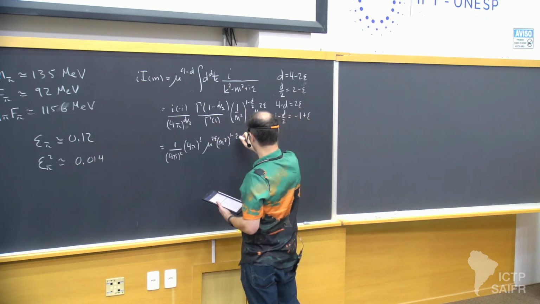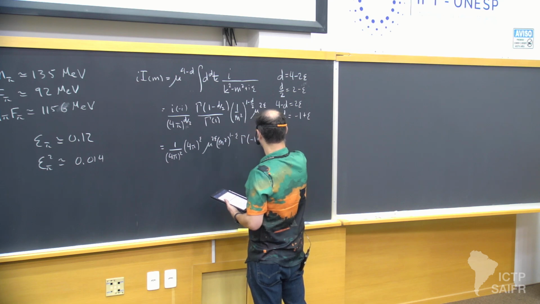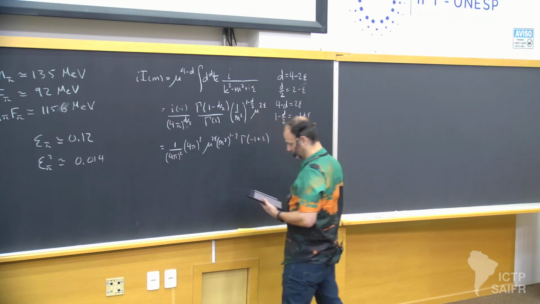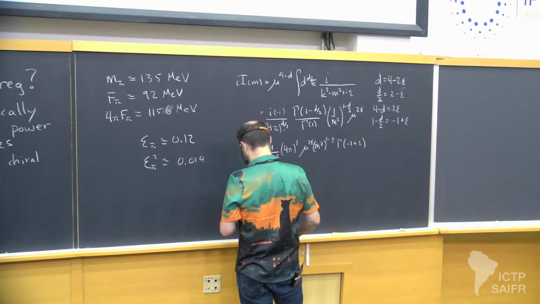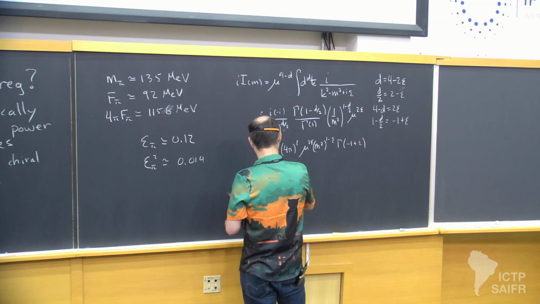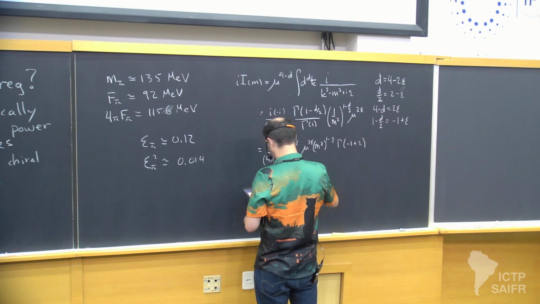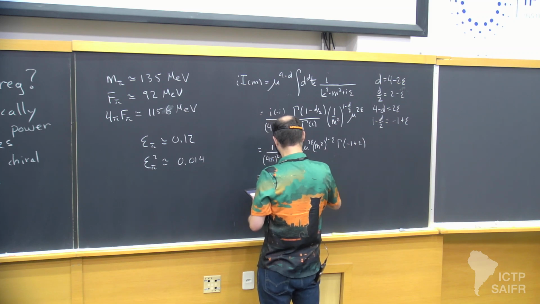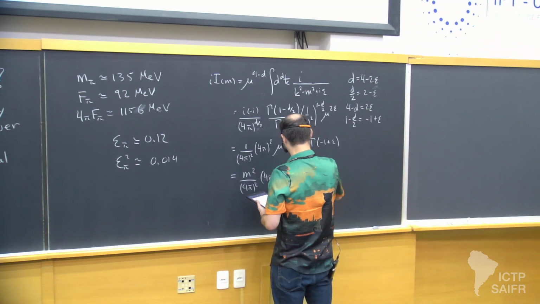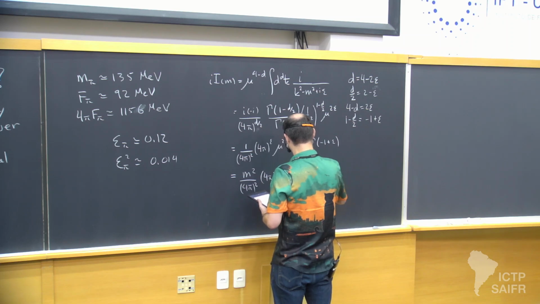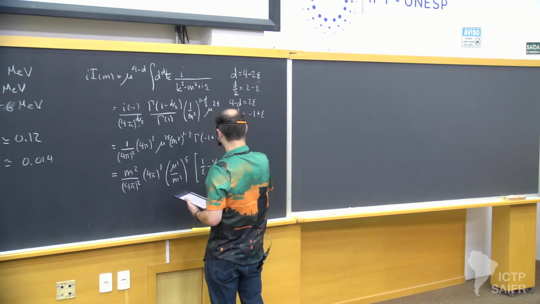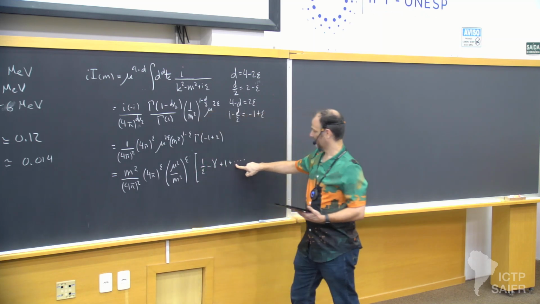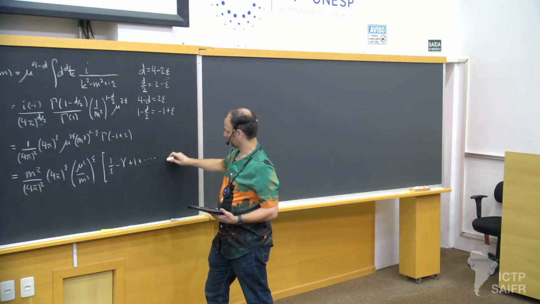Then I have this gamma function. And then you can look up some formula for the gamma function, or you can ask Mathematica or some other thing like your brain to do a Taylor expansion. What do we get? m squared over 4 pi squared, 4 pi to the epsilon. Now I have mu squared over m squared to the epsilon power. And this gamma function is going to be 1 over epsilon minus some constant plus 1 plus some stuff that scales like order epsilon. So I can ignore it.